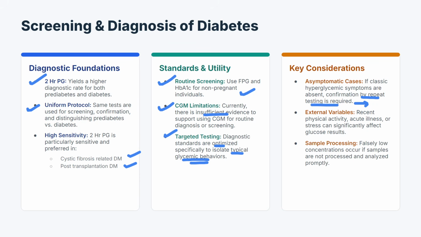Now while testing, it should be kept in mind that external variables are very important which can affect the glucose results. These include recent physical activity, acute illness or stress. Now whenever we are checking plasma glucose, we need to understand that sample processing has to be done immediately. Otherwise, it can lead to falsely low concentration if these are not processed and analyzed promptly. So around 5 to 7% fall of plasma glucose occurs with each 1 hour delay of sample processing with fluoride vials.